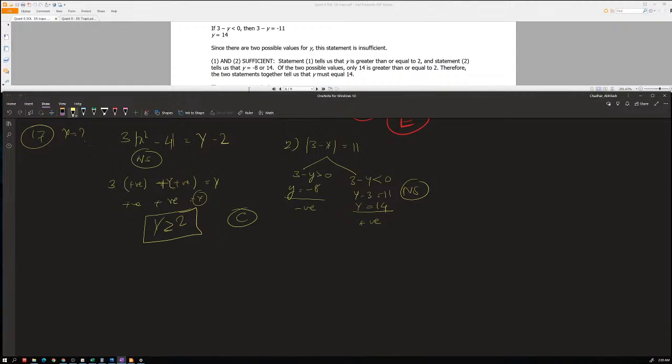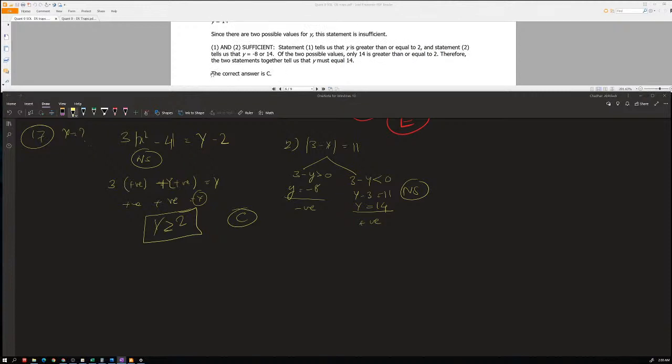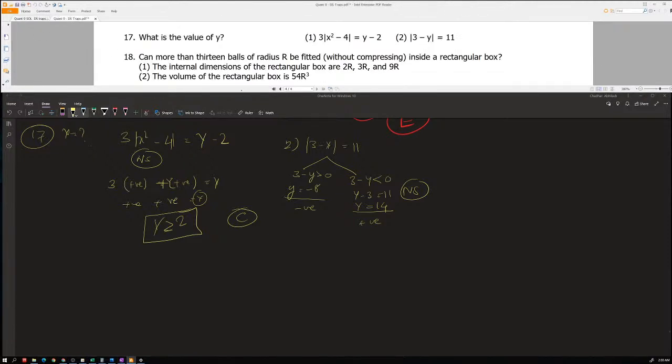But you can take any approach, depends on your understanding. Again, this is my approach, and that's their approach. Basically, the answer is correct. That's what we want. Okay, let's just move to question number 18.